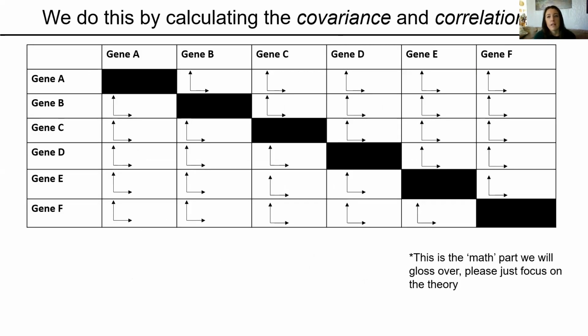We do this by calculating covariance and correlations. And this covariance and correlation are the main takeaways that I'm aiming for in this lecture. A lot of this is the math part that we're going to gloss over, so I'd like you to focus on most of the theory behind it.